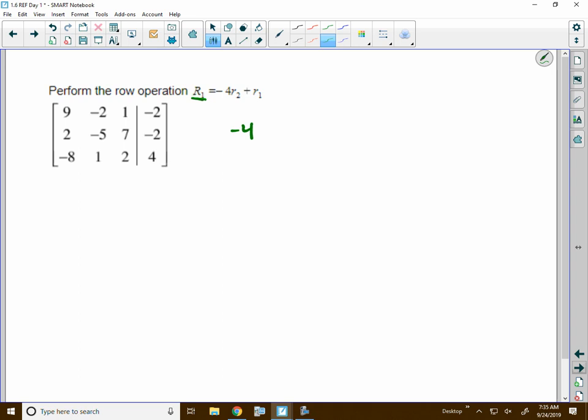So our first one is going to be -4 times what? -4 times 2. Yep, we're in row 2. So -4 times 2, and I'm adding 9 because 9 is directly above it in row 1. Okay, I'm going to do my next color here. All right, what's next? What number? -4 times -5. Okay, I'm going to add what? Yep, I'm adding -2 because -2 is directly above it.